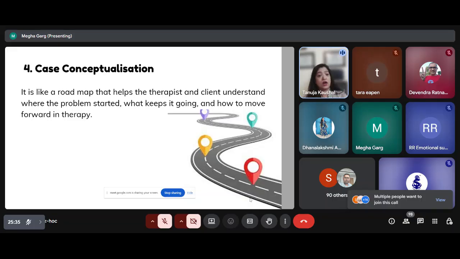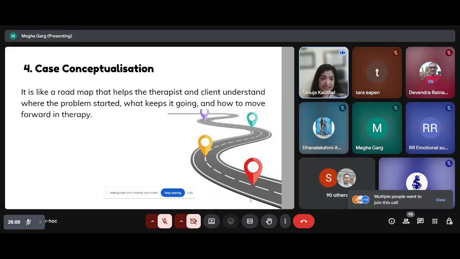Okay, now we come to case conceptualization. This is very, very important again. Case conceptualization is like creating a map, a road map to understand someone's problem. It helps in seeing what kind of thoughts, feelings, and behaviors are connected and what keeps the problem going on.